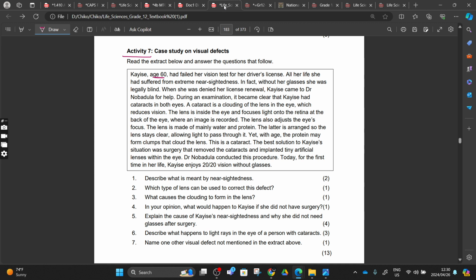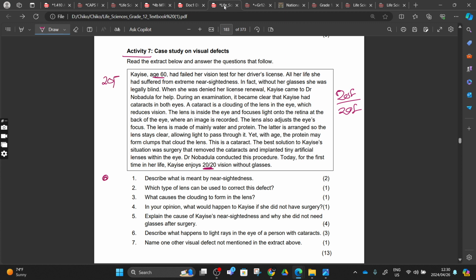Today, for the first time in her life, Kayise enjoys 20/20 vision without glasses. We talked about this. What is 20/20 vision? 20 feet over 20 feet. It means that something that is at 20 feet, you can see it very, very clearly.